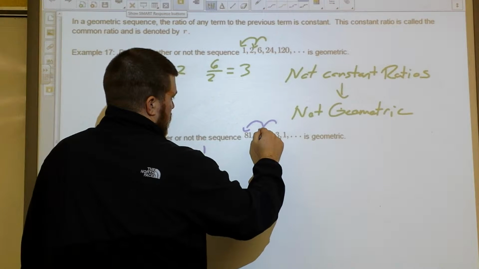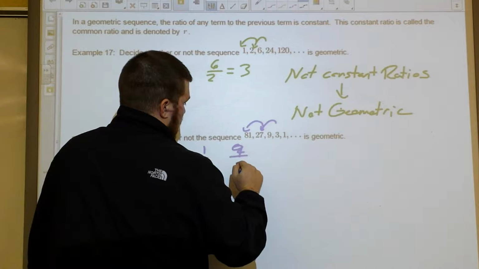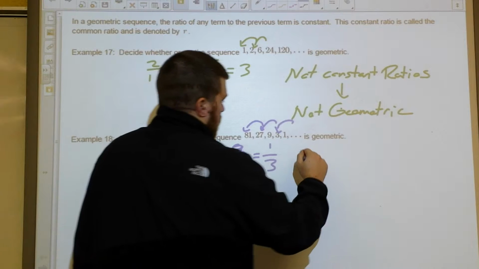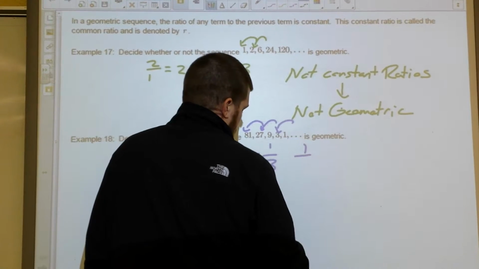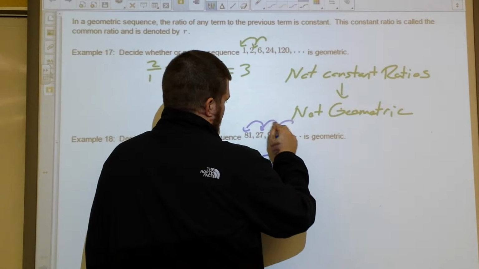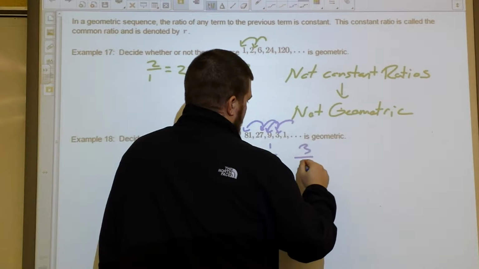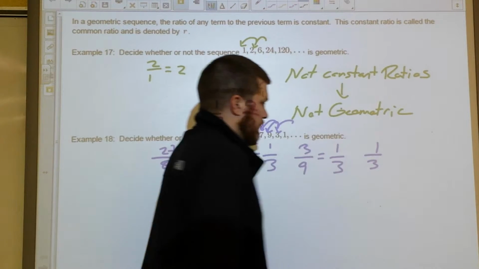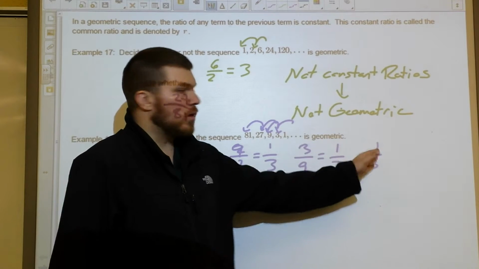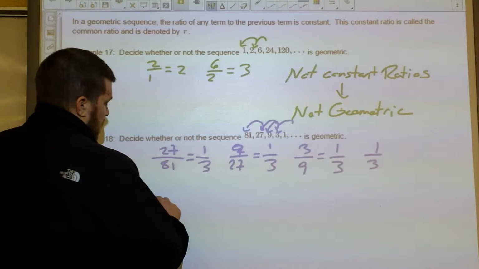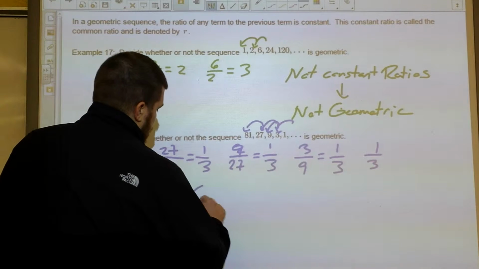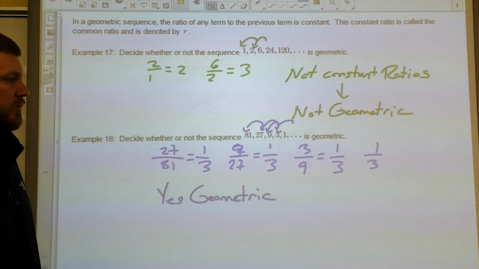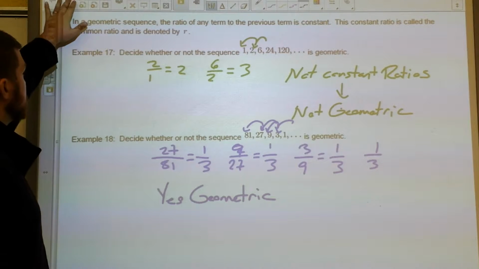Do a little bit more scratch work. 9 divided by 27 is 1/3, so that's good. 3 divided by 9 is 1/3. And then finally the last one, 1 divided by 3 is obviously 1/3. So here my ratios are all constant, so that means that, yes, geometric. Again, if it has a constant common ratio, R, then it is a geometric sequence.